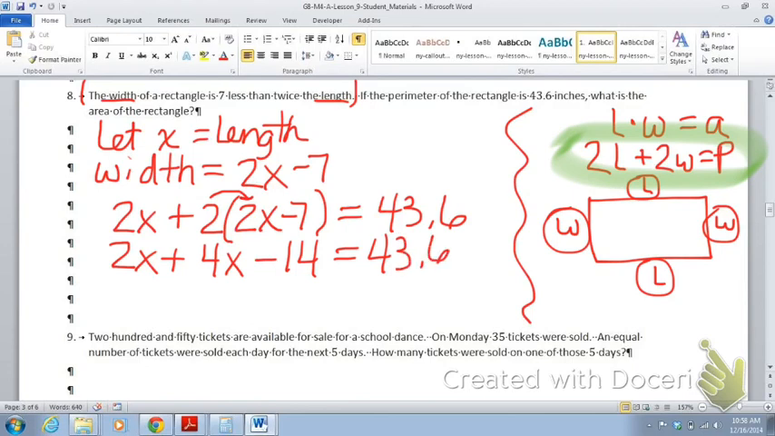So we've got 6x, because that's 2x plus 4x, minus 14 is equal to 43.6. Okay, and my big fat pen is running out of room, so I'm going to just continue on down here.